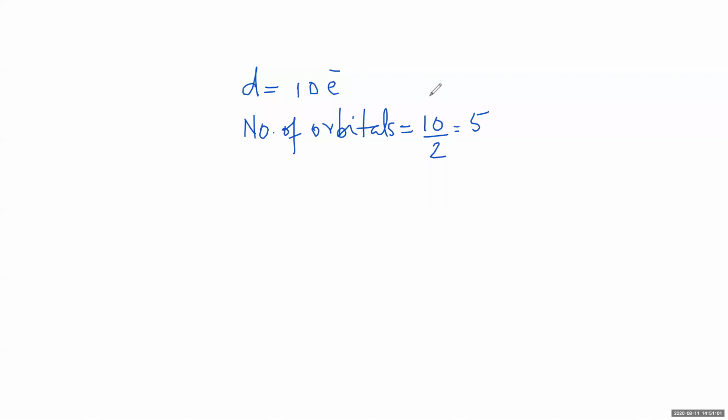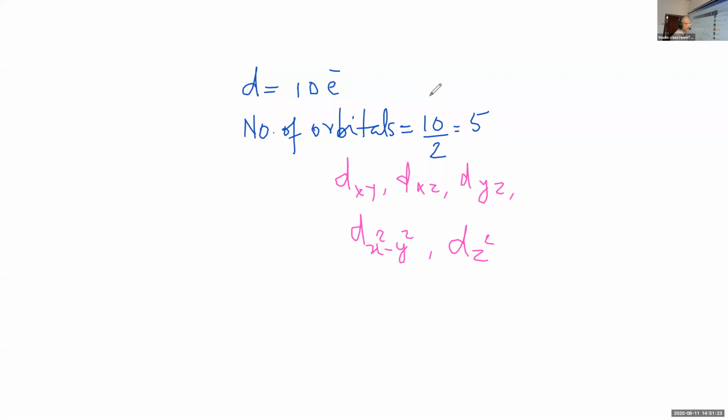And these 5 orbitals are dxy, dxz, dyz, dx square minus y square, and dz square. These are the 5 d orbitals.